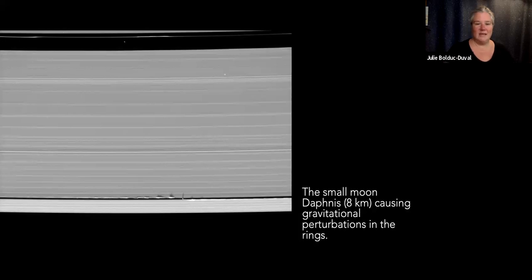Here we can see, again, in the rings, a bit of a similar view. This is a small moon here called Daphnis. It's only 8 kilometers across, but it causes gravitational perturbations, or disturbances, in the rings. And you can see, again, it has some vertical structures because it's creating shadows. So you can zoom in on that one. It's pretty neat.